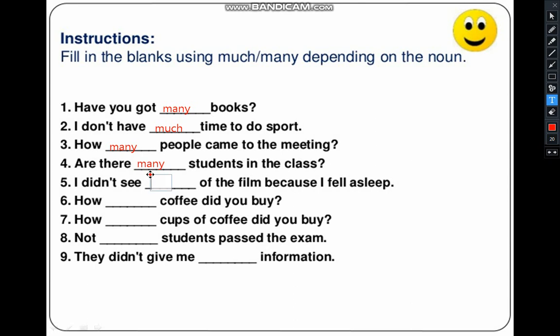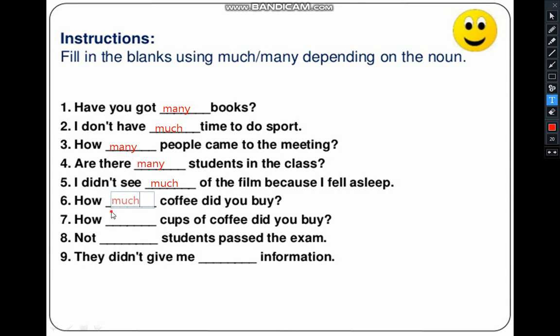I didn't see dash of the film because I fell asleep. See, here the speaker is not talking about the number of films. The speaker is talking about the part of film, how much he or she has watched it. So we will add much before it because we cannot count the part of a film. How dash coffee did you buy? Coffee, drinkable object, we cannot count it, so it will be much.